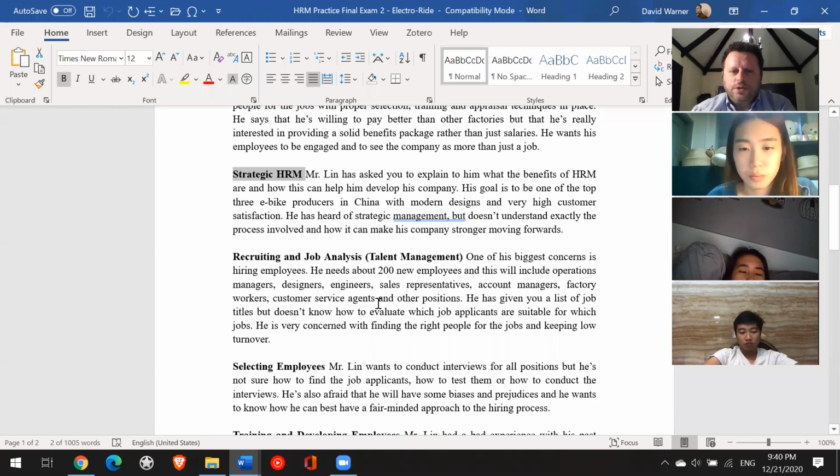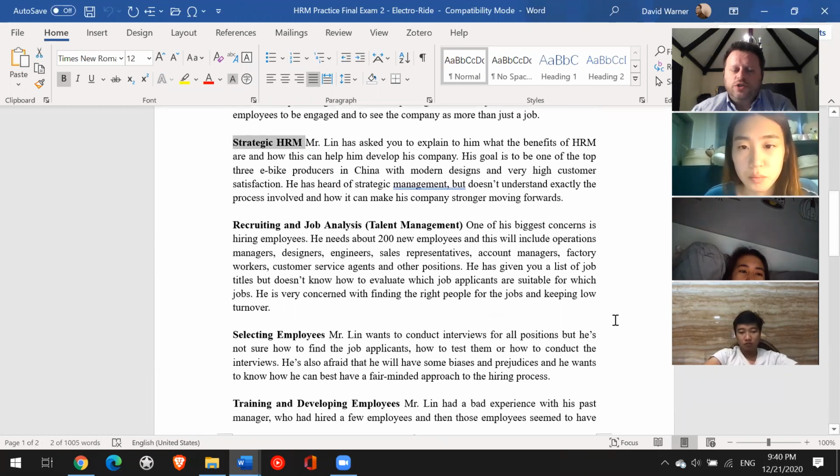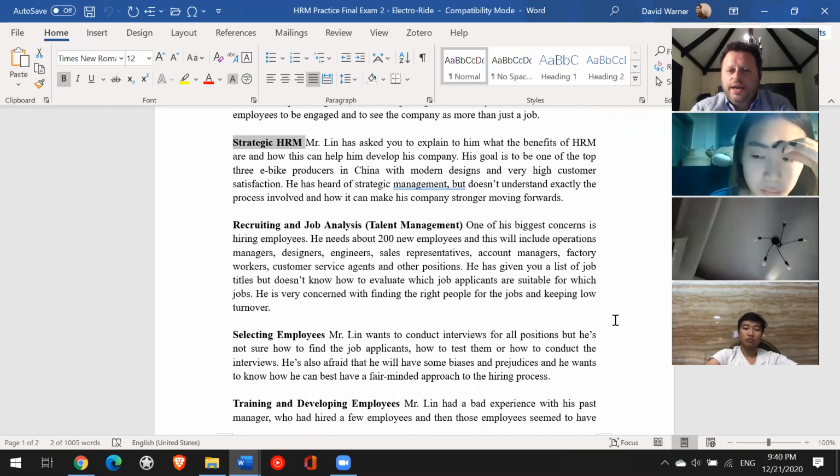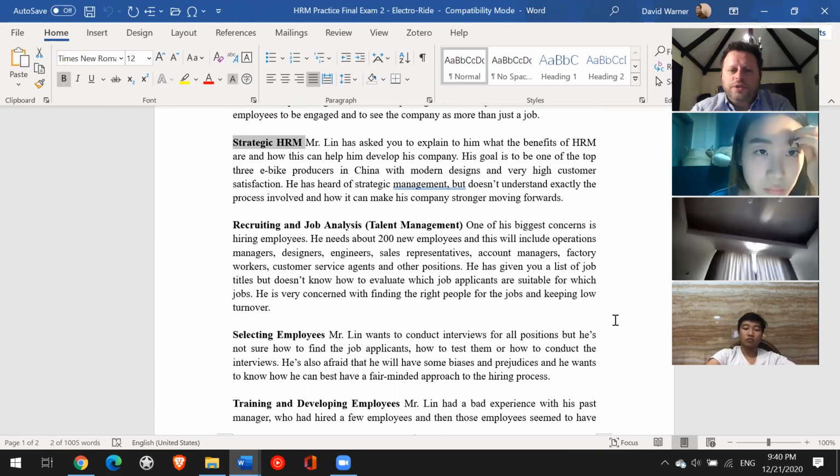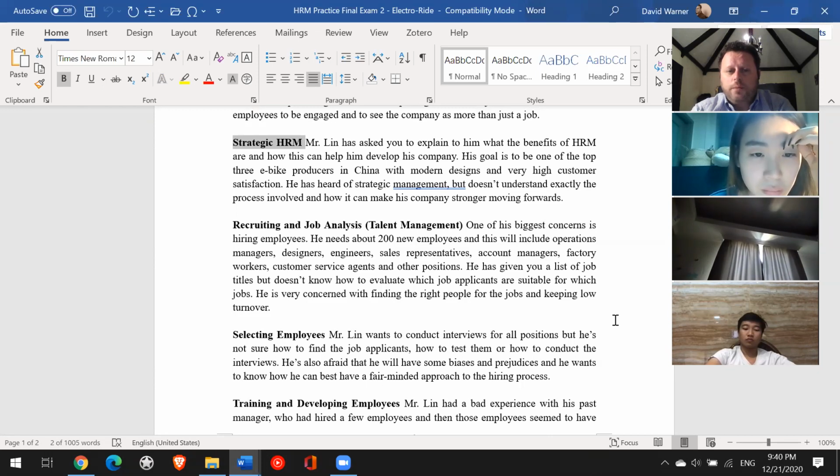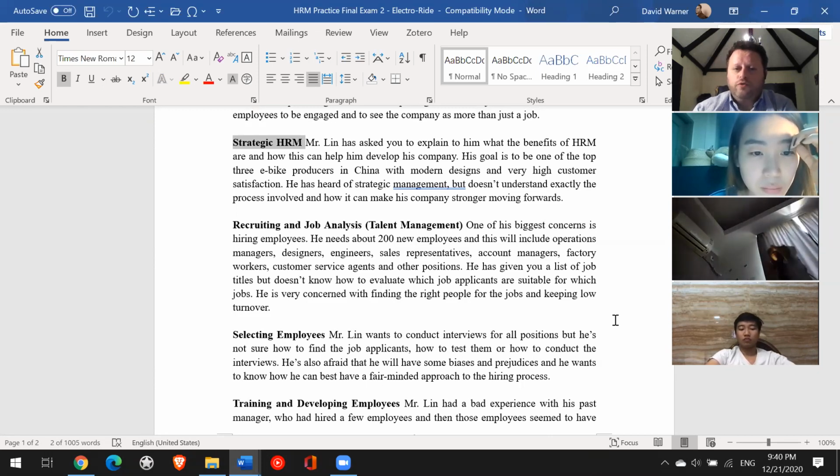Recruiting and job analysis. One of his biggest concerns is hiring employees. He needs about 200 new employees, and this will include operations managers, designers, engineers, sales reps, account managers, factory workers, customer service agents, and other positions. He's given you a list of job titles, but doesn't know how to evaluate which job applicants are suitable for which jobs. He's very concerned with finding the right people for the jobs and keeping low turnover.